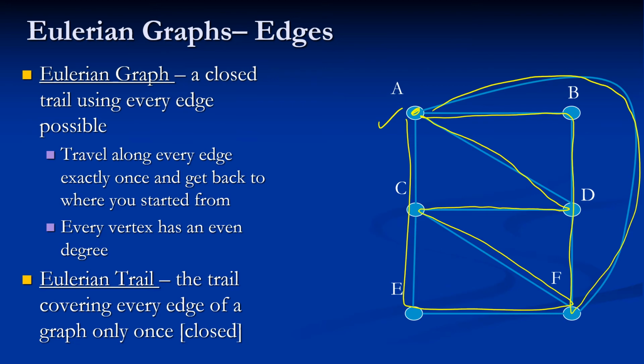Now, what's important with an Eulerian graph is that you need to count the degree of every vertex. If there's an even number, so 1, 2, 3, 4, 1, 2, 3, 4, 1, 2, this is going to work.